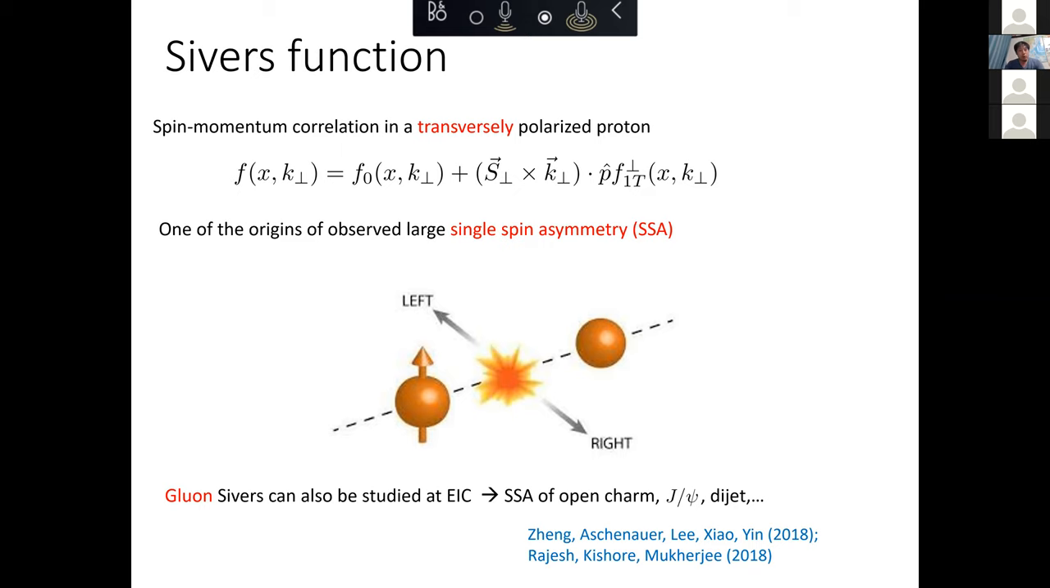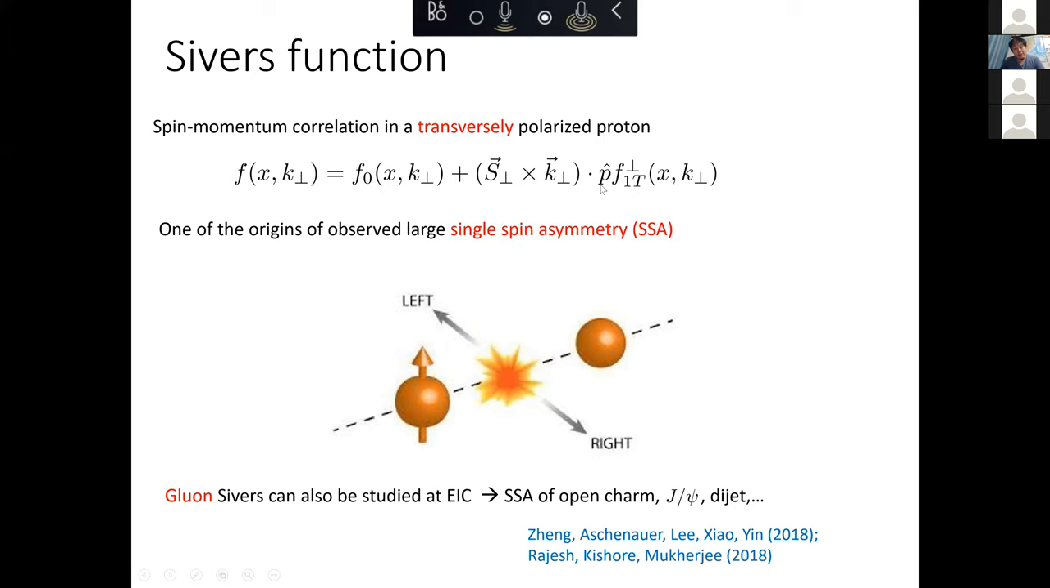The Sivers function is a TMD, a transverse momentum distribution, which is spin dependent. If the proton is transversely polarized and you count the k perp distribution of this transversely polarized proton, you see the ordinary spin-independent TMD, and there is a spin-dependent part. The coefficient of that is called the Sivers function. This characteristic correlation between the spin and the transverse momentum is one of the origins of the single spin asymmetry.